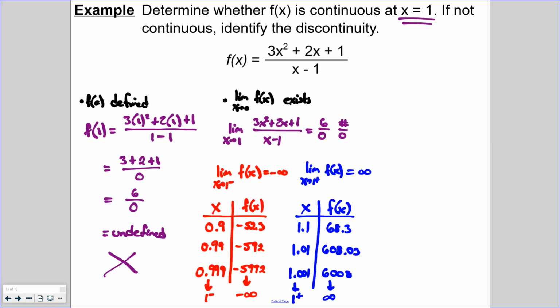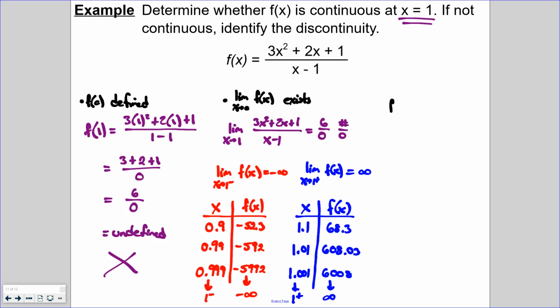So from here, we can see that the limit does not exist because the limit from the left goes to negative infinity, the limit from the right goes to positive infinity. So this tells us that we're going to have an infinite discontinuity at x equals 1. So now we've answered the question.